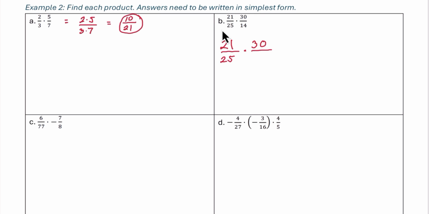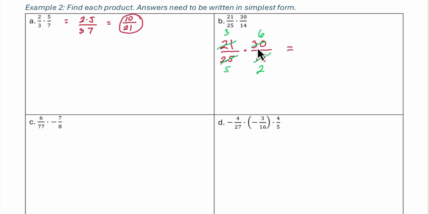First, I'm just going to copy the original problem. 21 and 14 have a 7 in common. So we can see how many times 7 goes into 21. That is 3 times. How many times will 7 go into 14? 2. And now 25 and 30, they have a 5 in common. 5 will go into 25 5 times, and 5 will go into 30 6 times.